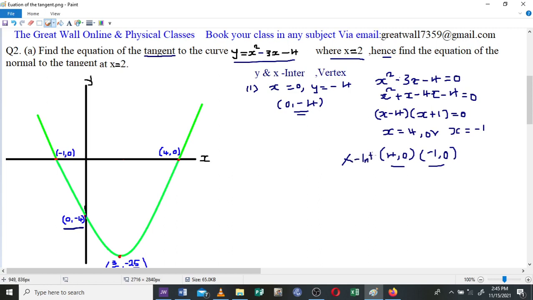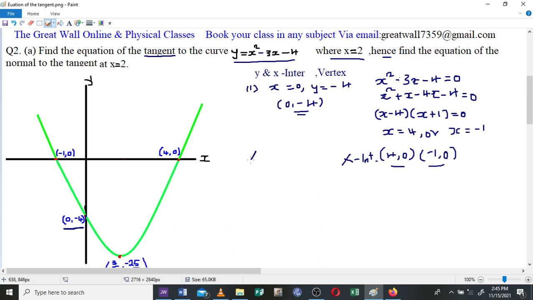Yes. So once you have your x-intercepts, you can draw the points there on the x-y plane. You are about to connect the points now. The next thing is to find the minimum value or the vertex.